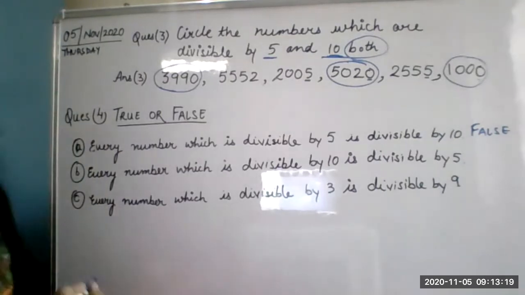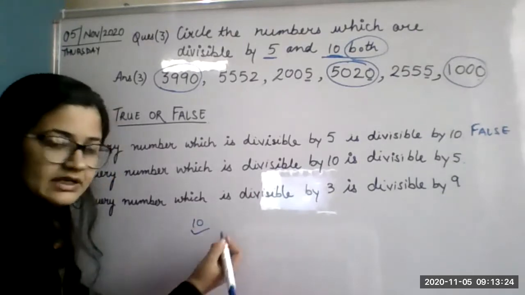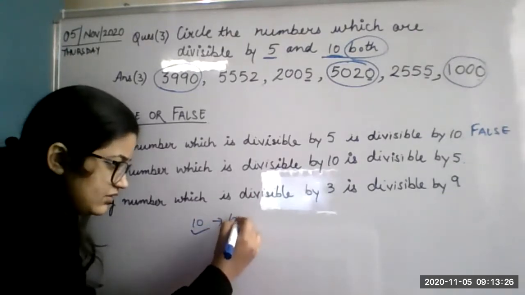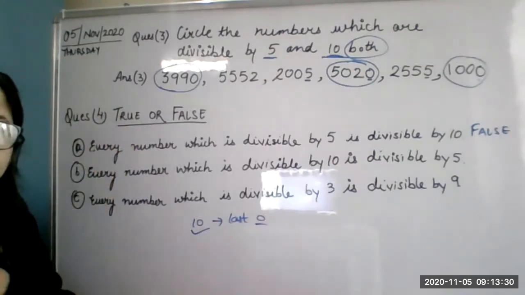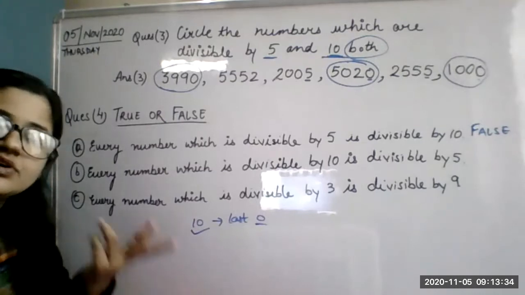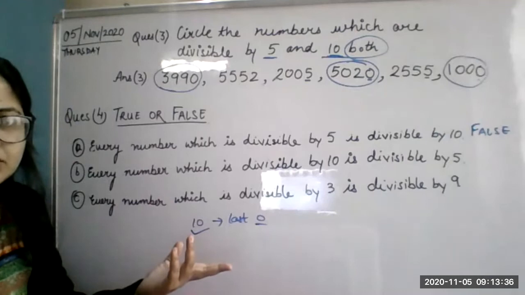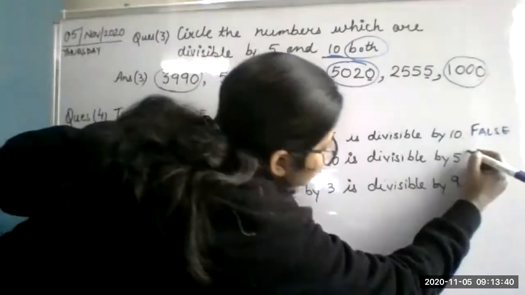Any number which is divisible by 10. For 10, we know the last digit should be 0. So it is always divisible by 5. Yes, any number which is divisible by 10 will be divisible by 5 automatically because the last digit is 0, and for 5 also it is 0. So the answer will be true here.